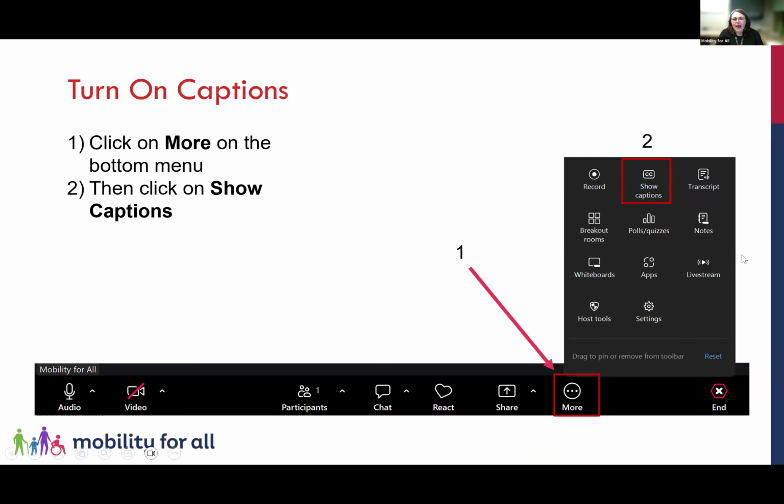Another thing that we've recently been encouraging people to do is you can turn on closed captioning by clicking on the more ellipsis link, and then up at the top you'll see show captions. That's available to anybody who needs closed captioning.